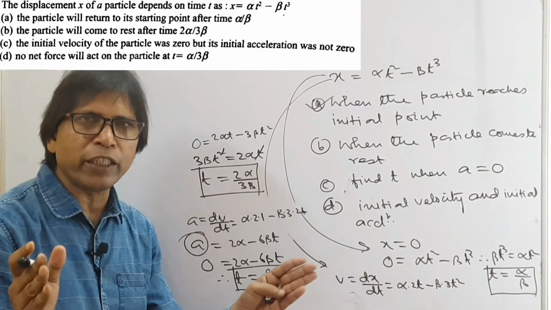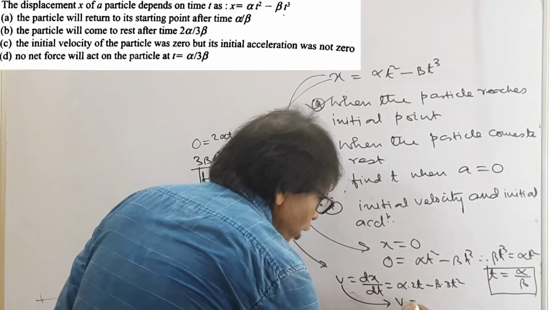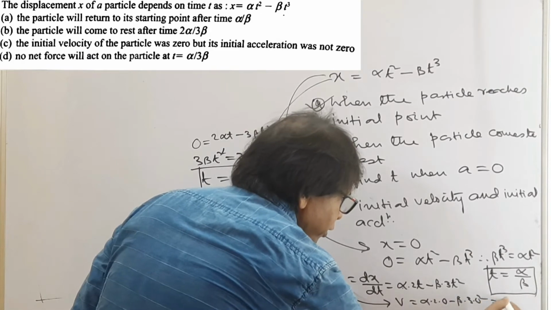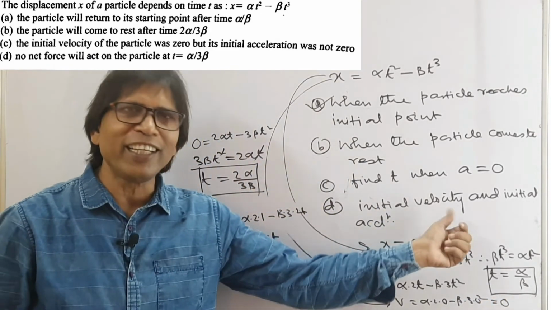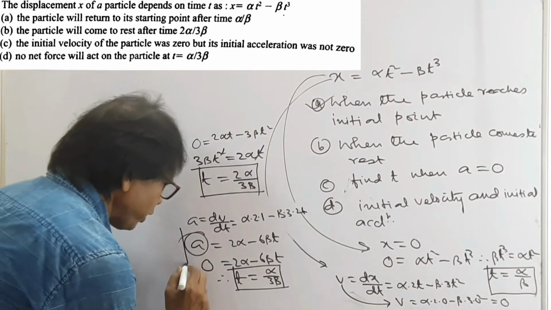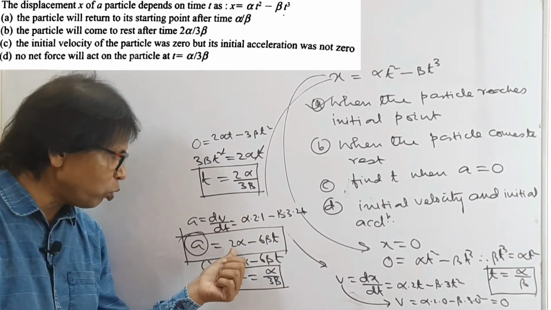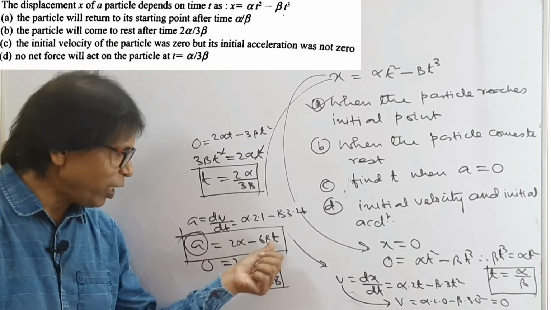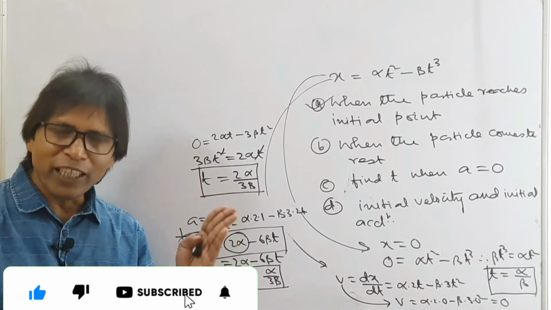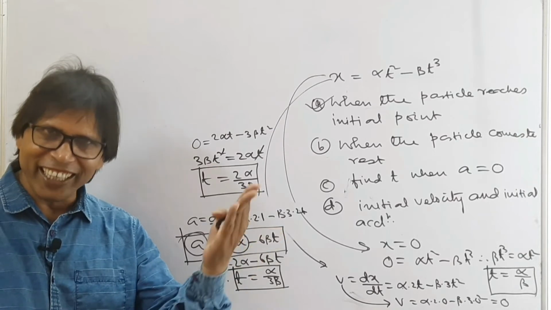Now initial velocity, the velocity when time t equals 0. If we put here v equals alpha into 2 into 0 minus beta into 3 into 0 square, this is 0. So initial velocity is 0. Now initial acceleration, put t equals 0 in the equation of acceleration. Now a equals 2 alpha minus 6 beta into t. If t equals 0, the acceleration equals 2 alpha. So initial acceleration is equal to 2 alpha. Okay, understood? Next.